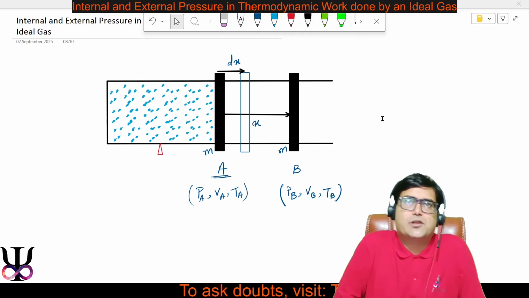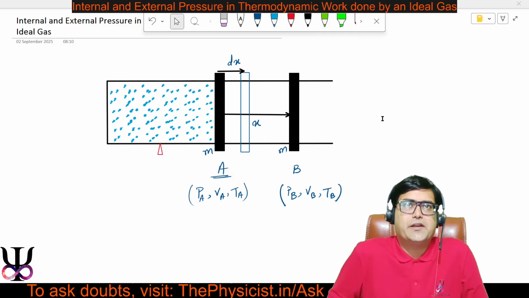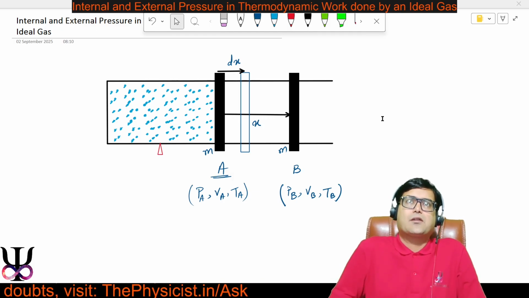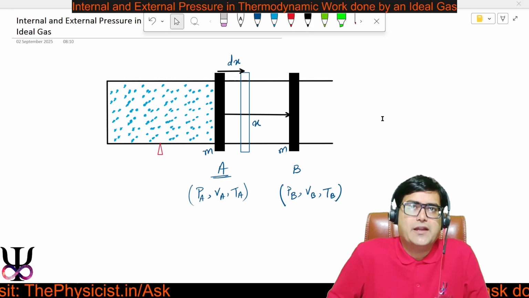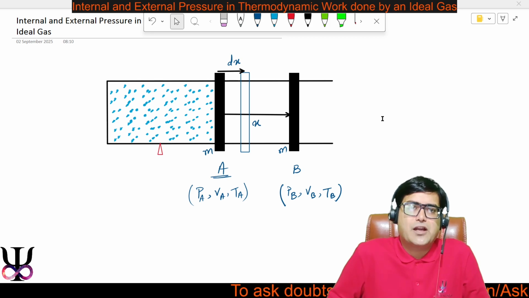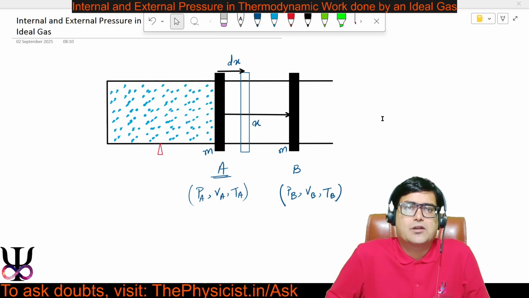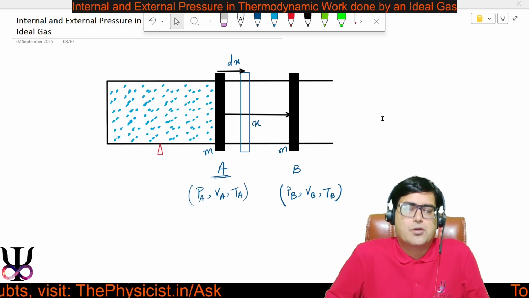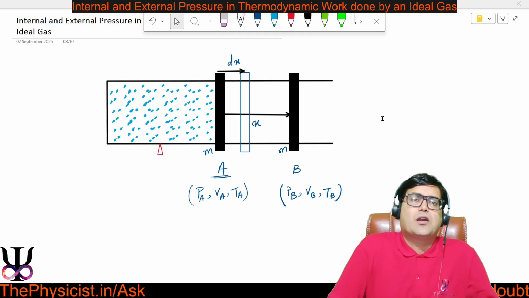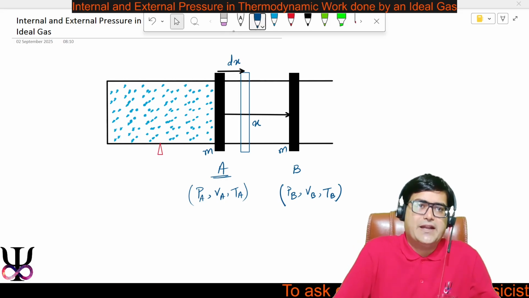Today we are going to discuss the confusion related to the internal and external pressure in thermodynamic work done by an ideal gas. In this video, we will basically discuss the conceptual aspect. We will try to refrain from the complicated math that is there in calculating the work done in a thermodynamic expansion or compression. Okay. Now, in this example, we are only going to consider ideal gases.